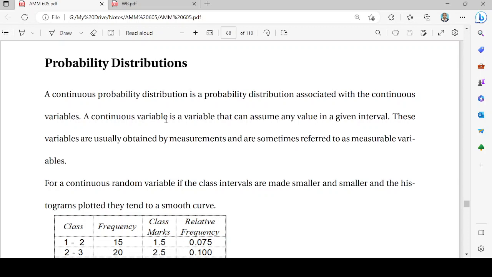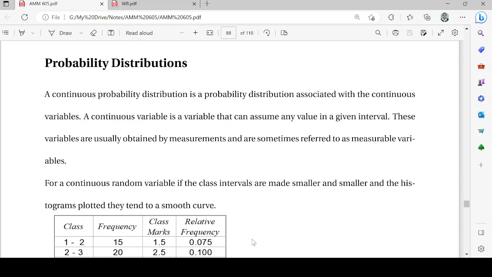And as we have said, a continuous random variable can assume any value in a given interval. These variables are usually obtained by taking measurements, and sometimes we call them the measurable variables. Their values can be obtained by taking measurements, so we call them the measurable variables.